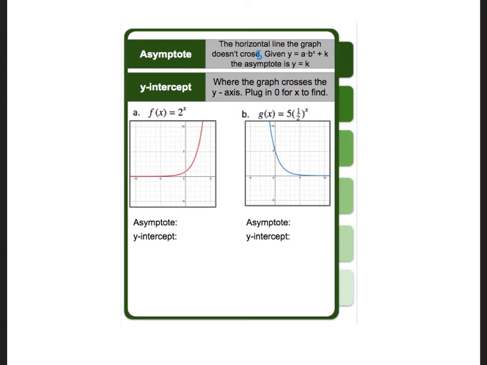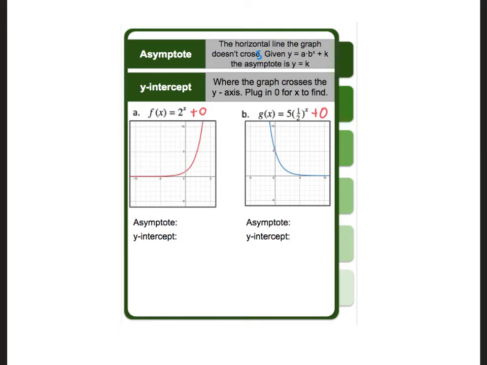You're usually given an equation y equals a times b to the power of x plus k. Your asymptote is going to be y equals whatever that k value is. If you notice, for both of my functions here, there isn't a number being added, so it's sort of like you're doing plus 0. We'll talk more about that on the next slide.